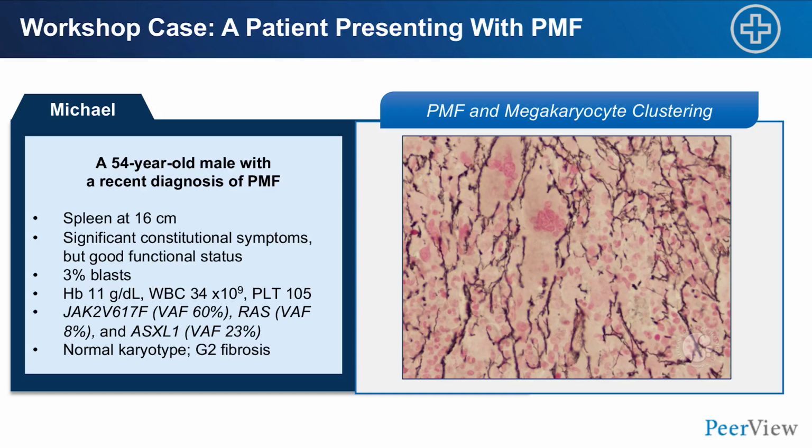So this is Michael. He's a 54-year-old male with a recent diagnosis of primary MF. He's got a 16 centimetre palpable spleen, significant constitutional symptoms, weight loss, night sweats, but a good functional status. He's got 3% circulating blasts. You can see he's got a leukocytosis and a molecular profile of JAK2, a RAS mutation, and an ASXL1 mutation. His karyotype is normal, and an image of his marrow you can see on the right. So he's got grade 2 fibrosis.